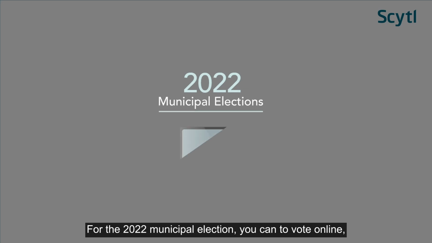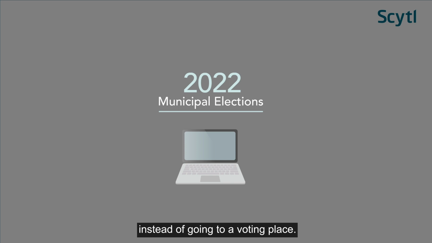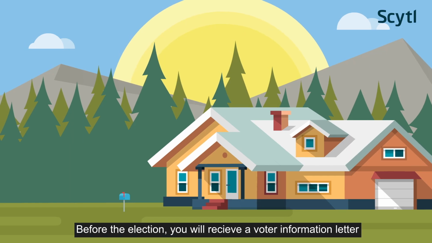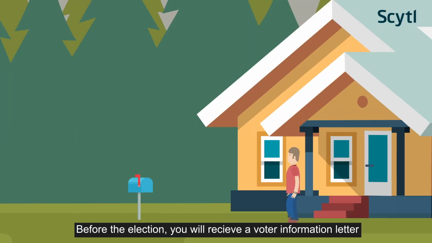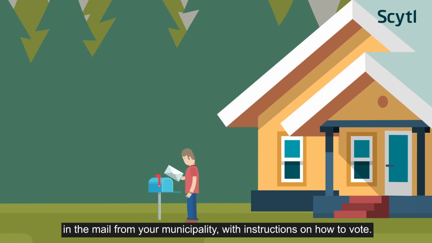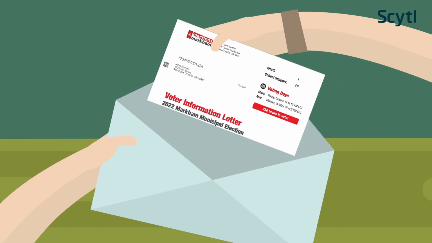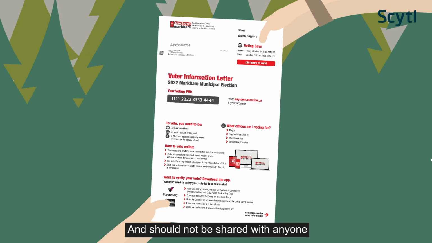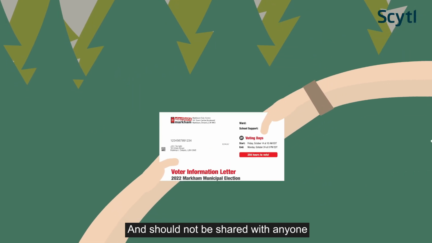For the 2022 municipal election, you can vote online instead of going to a voting place. Before the election, you will receive a voter information letter in the mail from your municipality with instructions on how to vote. This letter belongs to you and should not be shared with anyone.